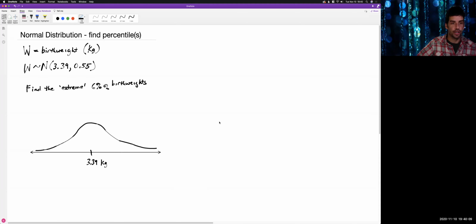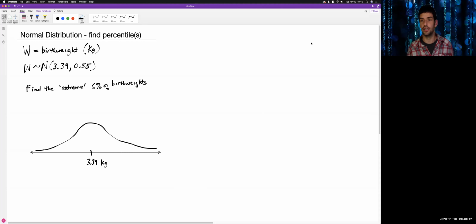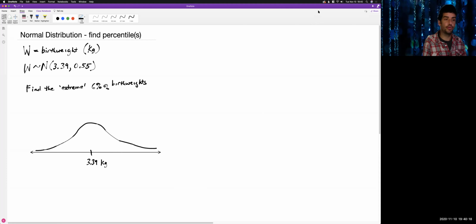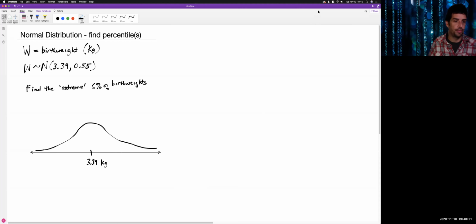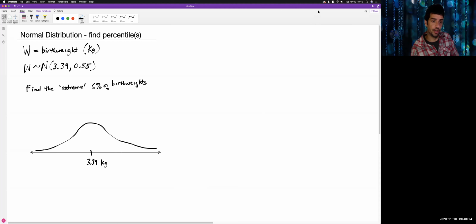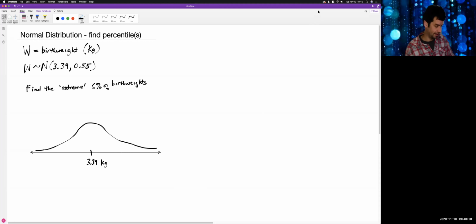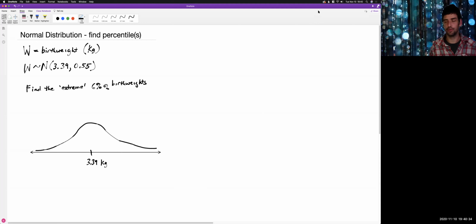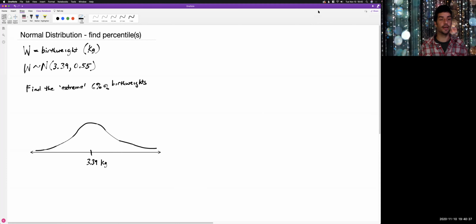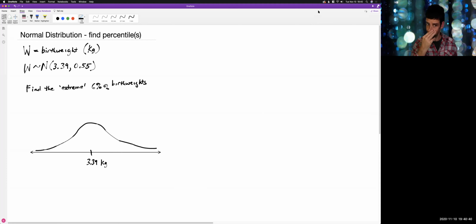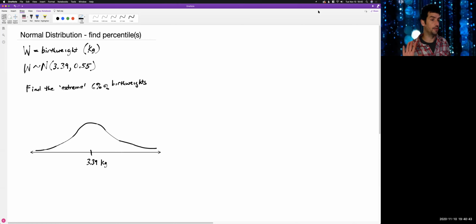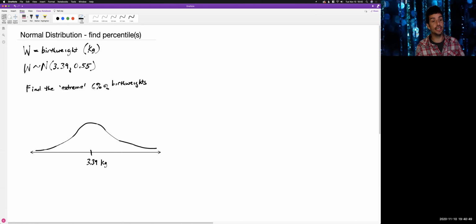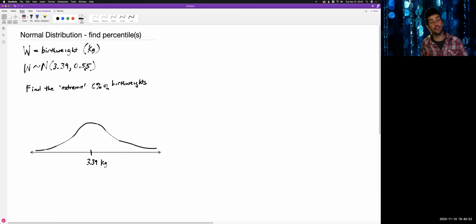Hey everybody, we're going to do a quick example here of one way we might use the normal distribution. So in this problem, I've set up a random variable W that's representing the birth weight in kilograms. This is taken from an actual study in the UK, some years ago. In some particular area, this was accurate at the time, and they found that the birth weights followed a normal distribution with a mean of 3.39. Remember, this is in kilograms, and a standard deviation of 0.55.